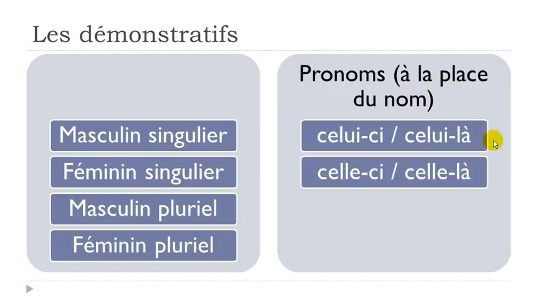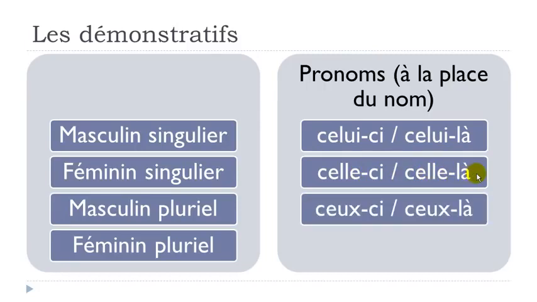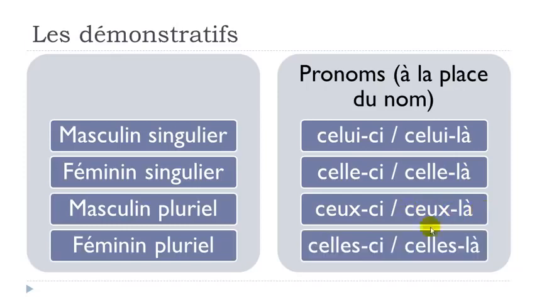Same thing with the feminine form, celle-ci, celle-là, and then for the masculine plural, ceux-ci. Remember, the final X is not pronounced, so you get the sound ce, ceux-ci, and then ceux-là. Feminine plural, celles-ci. Don't pronounce the final S, celles-ci, celles-là. Alright, so let's see a few examples now.